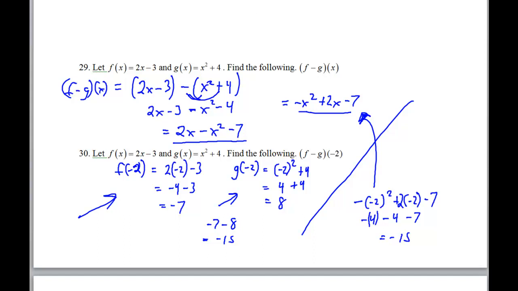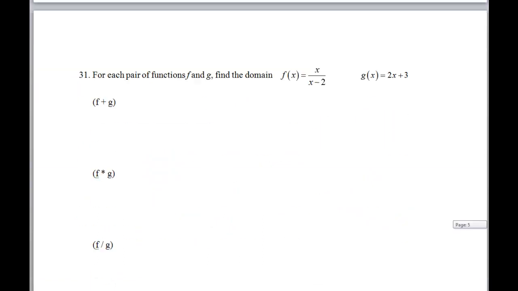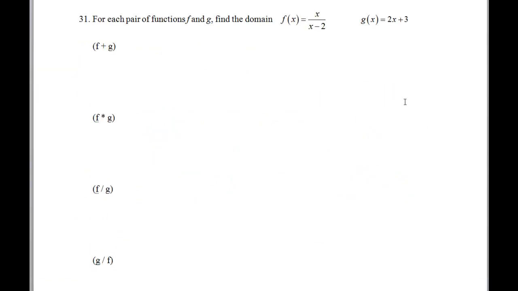Alright, moving to the last page here. Got a couple problems dealing with domain, and all we are having to do is find the domain here. So let's take a look first of all and see if there's any danger numbers in this first problem. There's a danger number here because x cannot be equal to 2. And x cannot be equal to 2 because if I plug 2 into the denominator, I get a division by 0 error.